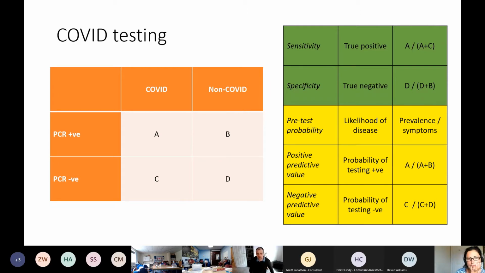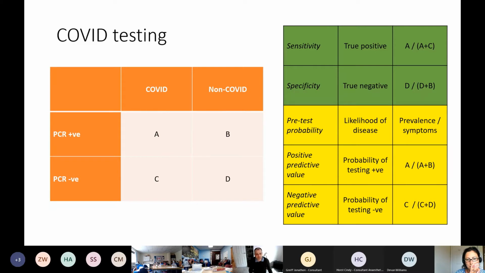What it means is, of patients with COVID, how many of those had a PCR positive test, or what proportion of the PCR positive test. So it's A over A plus C. So of patients with COVID. Specificity is the true negative, and the corollary of that's false positives. So what you're saying is, of patients without COVID who had a PCR test, what proportion were negative? So that's D over B plus D.